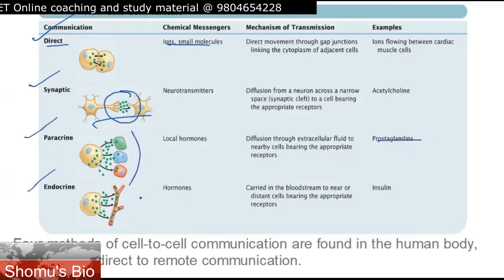Then endocrine signaling's typical feature is that the donor cell will be placed far away from the target. So the donor cell releases components, which are chemical signaling molecules.